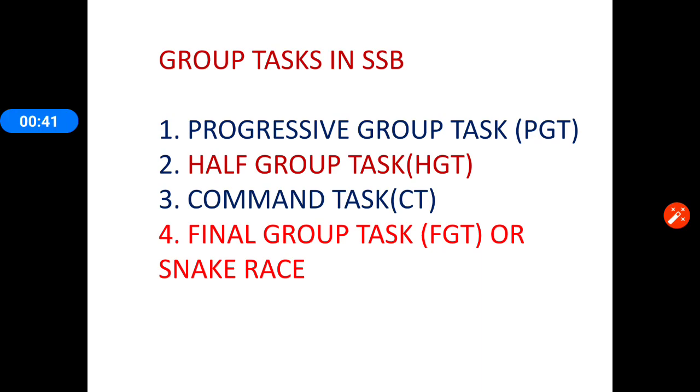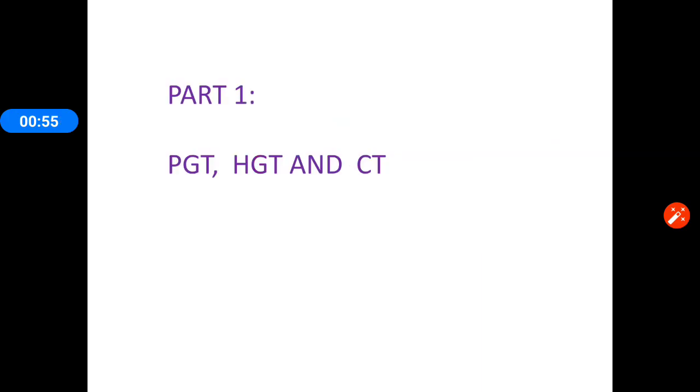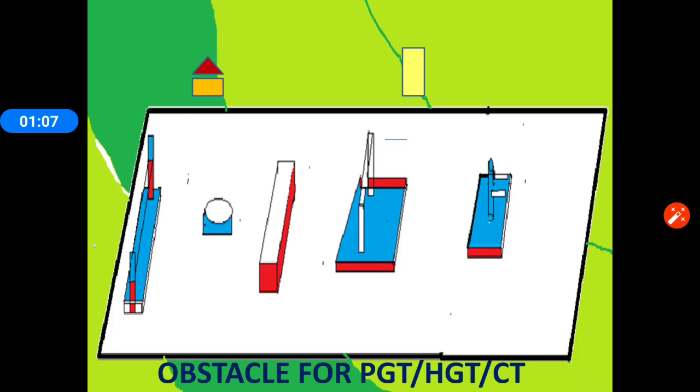So I keep telling you certain things which nobody will tell you. So please go through and listen to my presentation from start till end. Let's see the first three types and then we'll see the last one. So let's go to part one. In part one, I'm covering the progressive group task, half group task, and command task. We'll see what these tasks are and how these are conducted on ground.